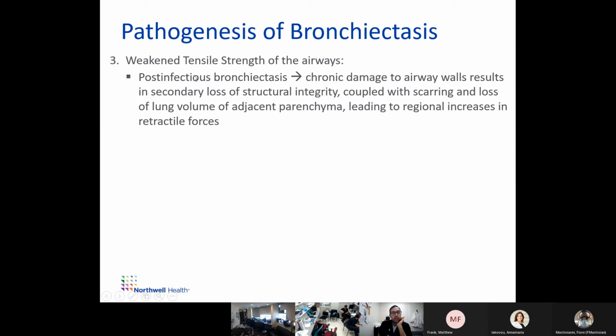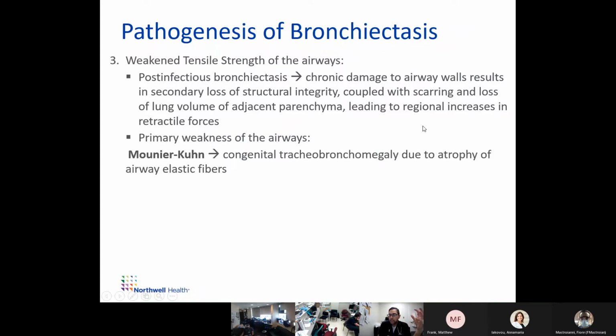So the second mechanism is the weakened tensile strength. And this is classic with post-infectious bronchiectasis. You have damage to the airway walls. This results in loss of the structural integrity of the airways. This leads to scarring, loss of lung volume, affecting the adjacent parenchyma, and then leading to regional increases in retractile forces.